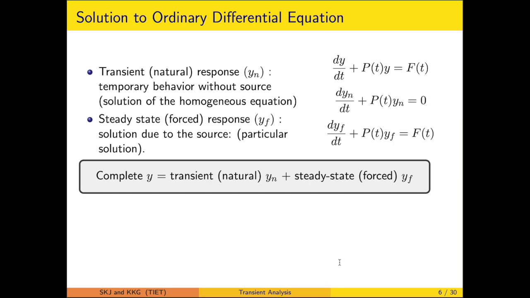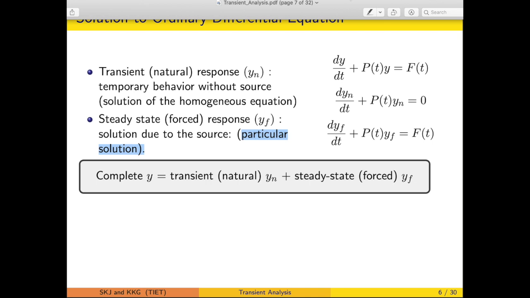The complete response is defined as the sum of the transient or natural response plus the steady state or forced response. In mathematical terms, the transient response is regarded as the homogeneous solution, whereas the steady state or forced response is defined as the particular solution.